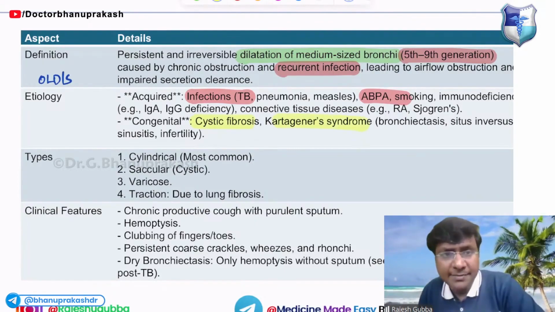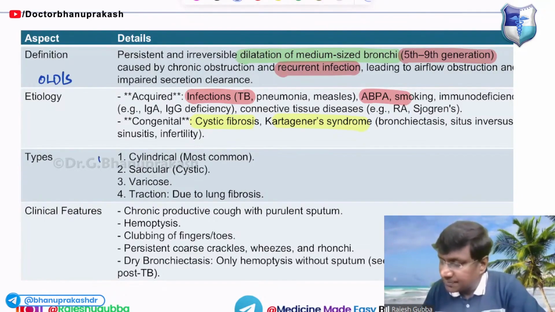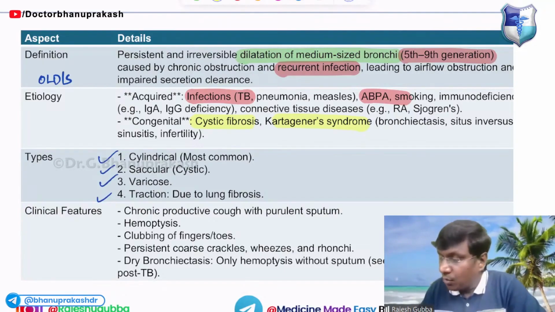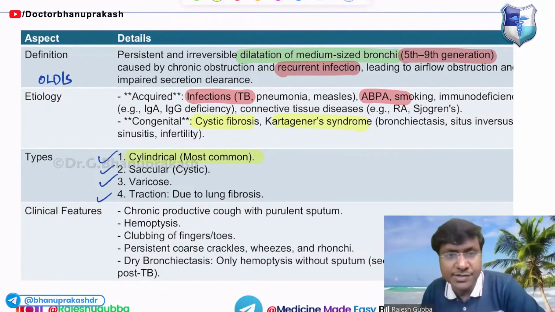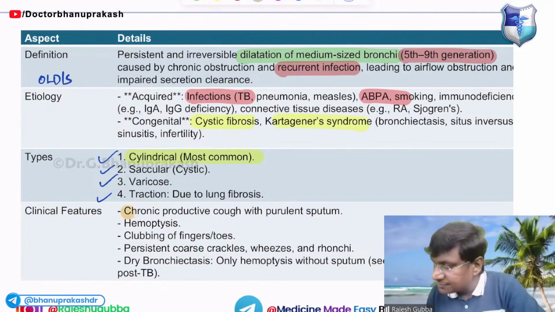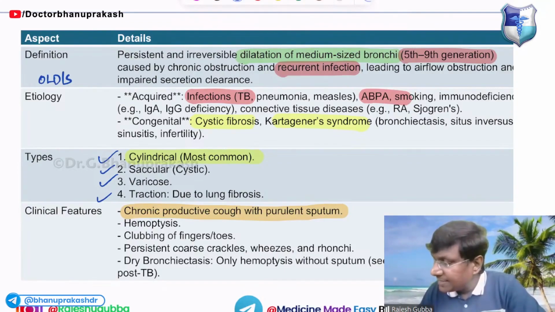And these bronchi, the medium-sized airways, are abnormally, irreversibly dilated. Do you know what the shapes of this abnormal irreversible dilatation are? They can be of any shape: cylindrical, saccular, varicose, and traction bronchiectasis. But out of all these, cylindrical bronchiectasis is the most common form. And what will be the presentation in these individuals? Presentation will be chronic productive cough with purulent sputum. Copious amount of expectoration will be there. The airway in these individuals is dilated by more than 2 mm.